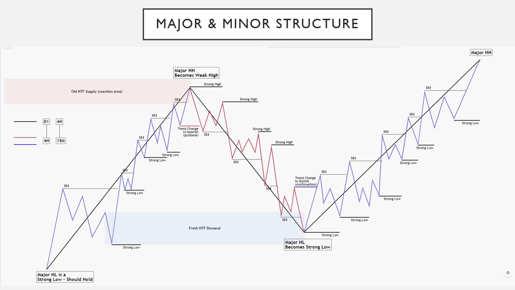We just got to be aware that, again, the black line is the 4-hour. This is our 4-hourly major higher low, which is strong. This is our 4-hourly major higher high, which is weak, right? The market pulls back, comes very close to our major higher low, okay? And you can see here on the 50-minute, push, strong low. Break of structure, strong low. Break of structure, strong low. Break of structure here, that was supposed to be strong, but it broke, so we have a trend change. And then we turn bearish.